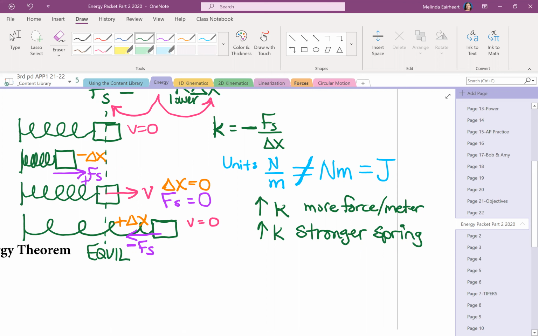I used to have a car spring, okay, it stayed at the high school, but I used to have one and you could stand on it and you couldn't even tell it moved, okay? Maybe it moved millimeters, but it was pretty strong, okay? It had a very high spring constant.